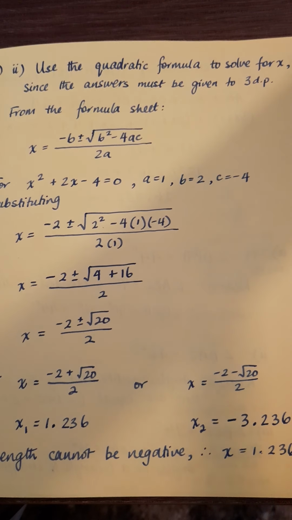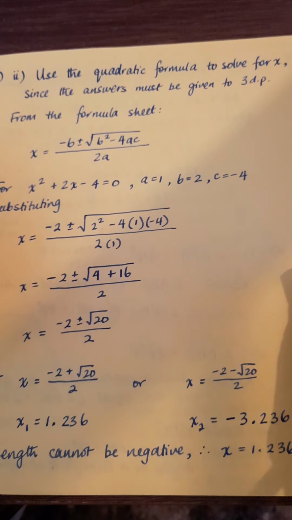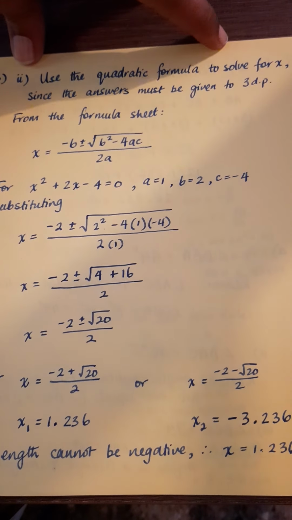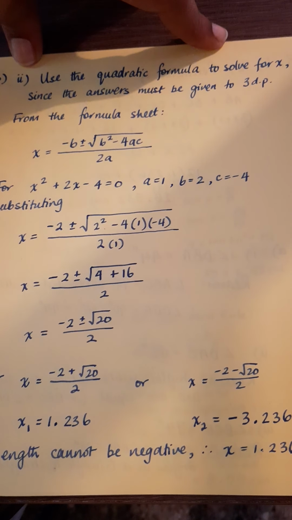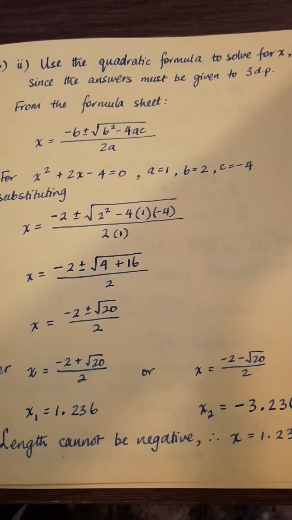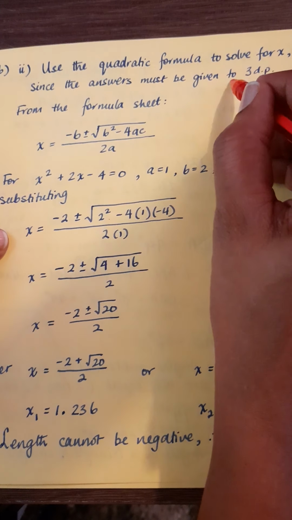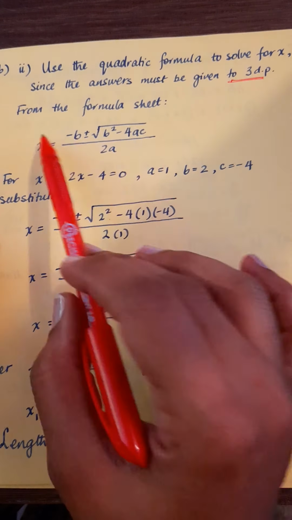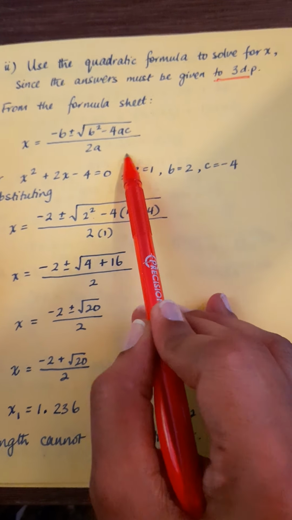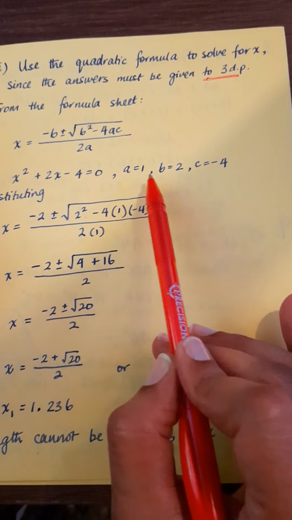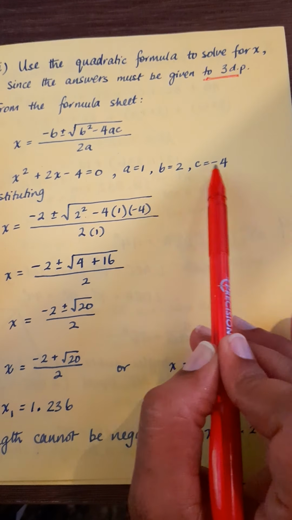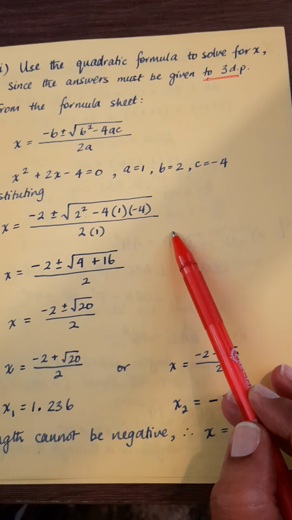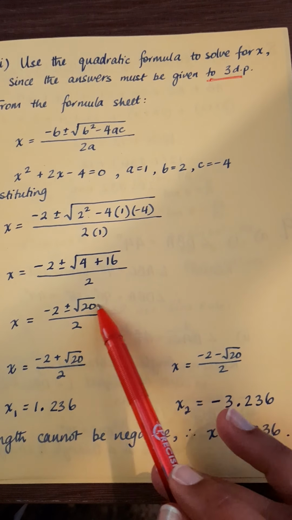All right, so 8B part 2. Use the quadratic formula to solve for x since the answer must be given to 3 decimal places. Okay, so usually we tend to tell children to try factorization first and then the formula sheet. But if the question tells you that they want your answer to 3 DP, then you know already, listen, I need to use the formula. So from the formula sheet, this is our quadratic formula. For this quadratic, I am writing down every value. A is 1, B is 2, C is -4, and then I'm substituting because I do not want to make a mistake.